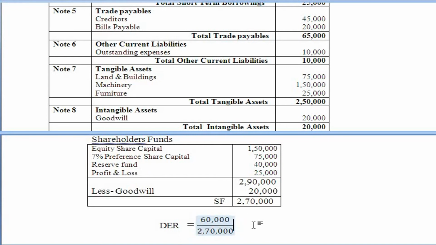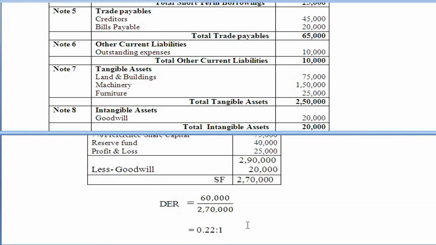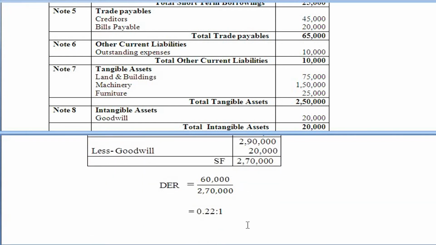Okay, now find out the ratio. 60,000 divided by 2,70,000 is equal to 0.22 is to 1. Okay, 0.22:1 is the debt equity ratio. Okay, I hope you understood.